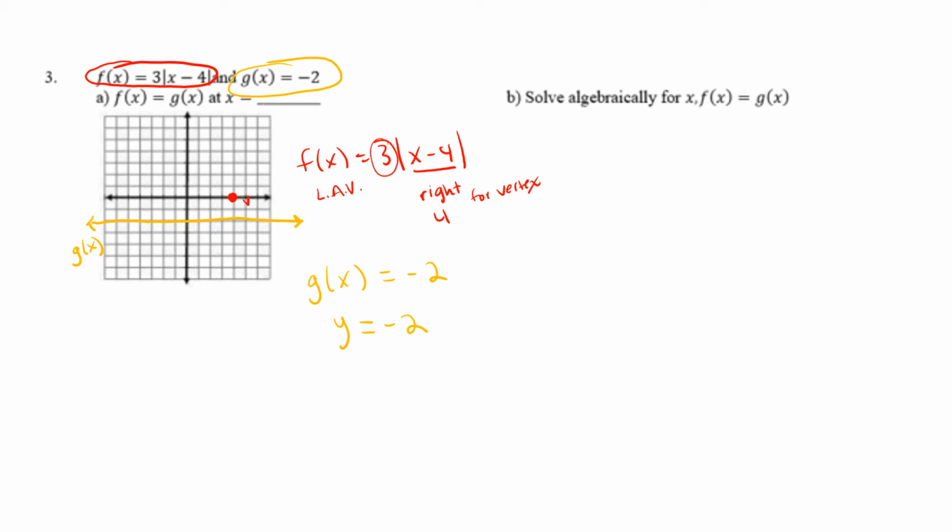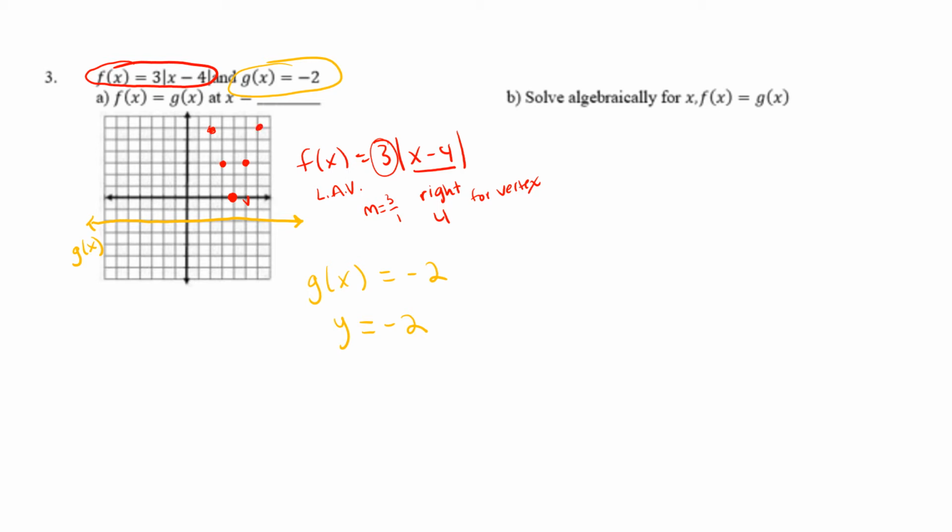And to finish this off, we look at what's the slope. The slope is that number sitting out in front. In this case, it's 3 over 1, telling us we go from that vertex up 3, right 1. Up 3, left 1.